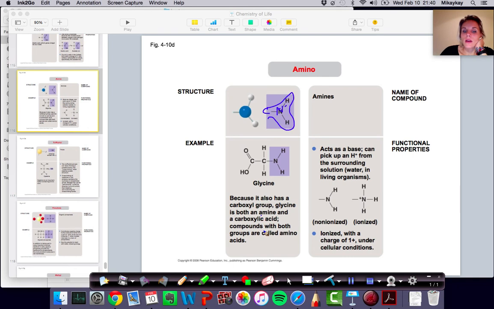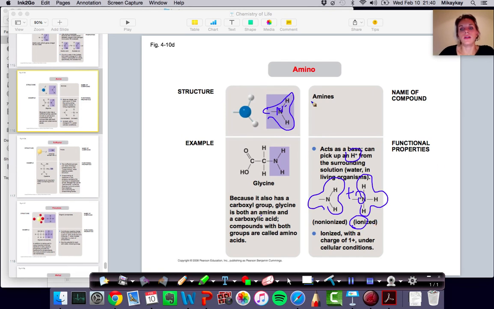They will tend to pick up another hydrogen if they are in water. So sometimes you'll see the nitrogen with its 2 hydrogens, but sometimes you'll see it with 3. And now it's an ion because it has a plus charge because it has that extra hydrogen. It's kind of like stealing away the electron from the nitrogen, making it positive.